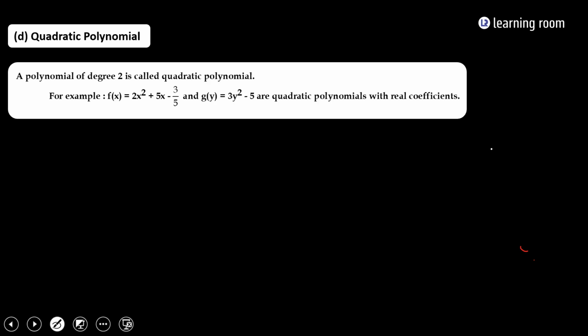So, quadratic polynomial. What is a quadratic polynomial? This is a polynomial with degree 2, highest degree 2, right? That's it.